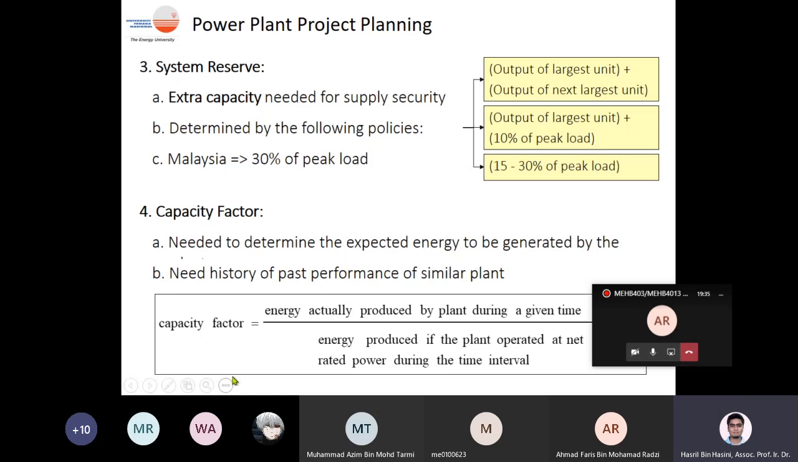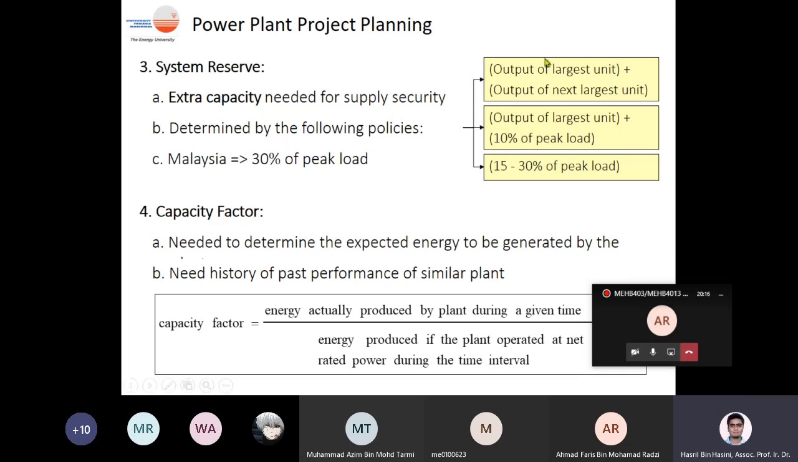Okay, the third factor is related to the system reserve. For the system reserve, we observe our national reserve as I highlighted before. For Malaysia, we fix our system reserve to be around 30%. But what other countries practice is different. It depends, but these are some of the methods used to determine how much reserve you want to put for your country. System reserve means the extra capacity needed for security of supply.